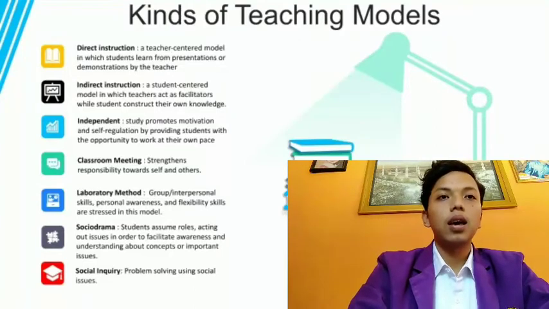The fifth is laboratory method. Group or interpersonal skills, personal awareness, and flexibility skill are stressed in this model. The sixth is sociodrama. Students assume roles, acting out issues in order to facilitate awareness and understanding about concepts or important issues. And the last is social inquiry, problem solving using social issue.